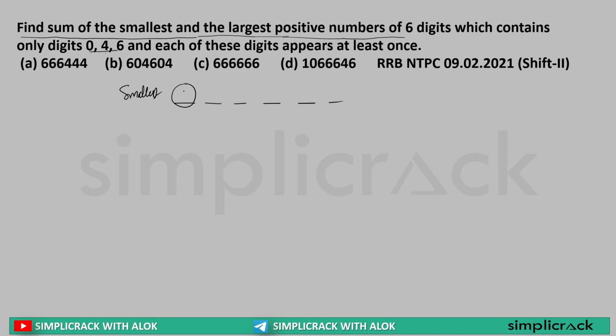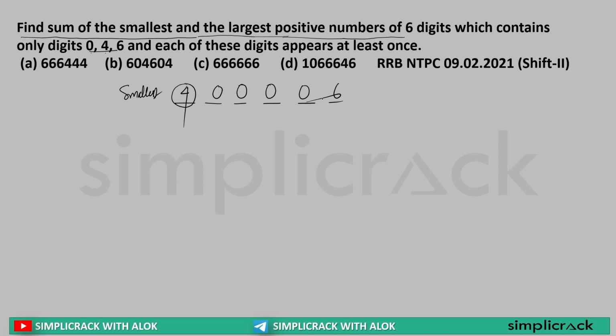Now understand this. If I take 6, it will be greater than 4, so I will take 4 here. Now if I have to make the smallest possible number, then I will put 0, 0, 0, 0 and put 6. In this way, what is happening?